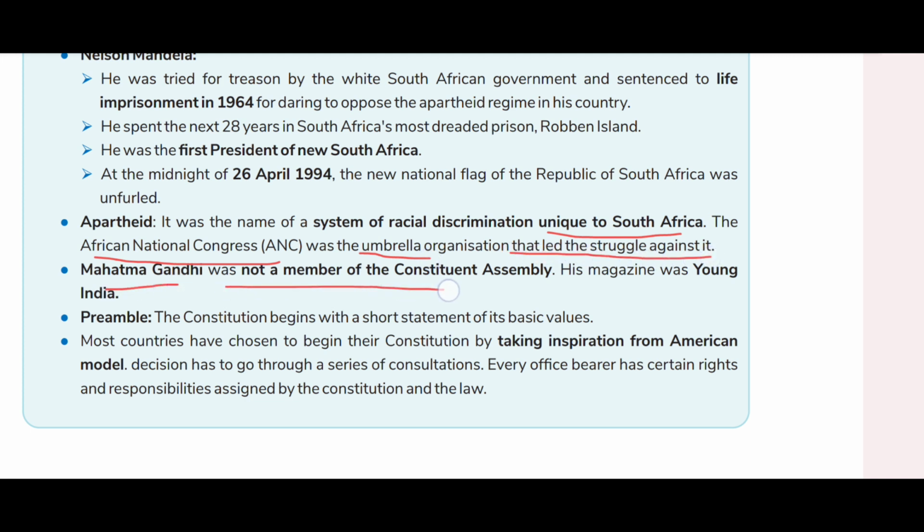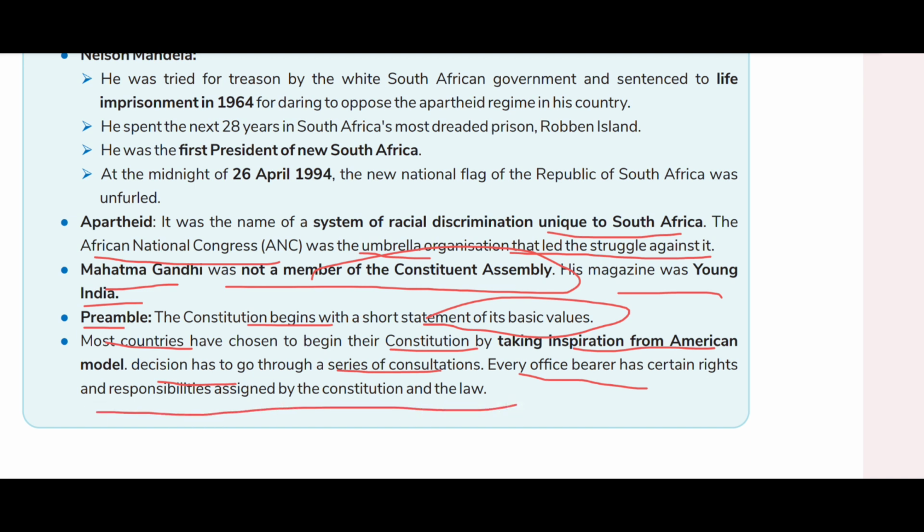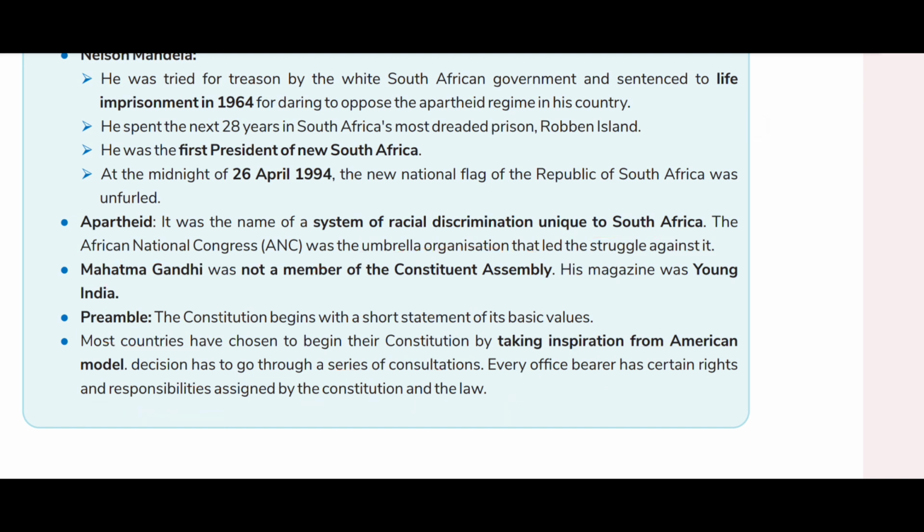Mahatma Gandhi was not a member of the Constituent Assembly. His magazine was Young India. Preamble. The Constitution begins with a short statement of its basic values. Most countries have chosen to begin their Constitution by taking inspiration from the American model. Decisions have to go through a series of consultations. Every office bearer has certain rights and responsibilities assigned by the Constitution and the law.